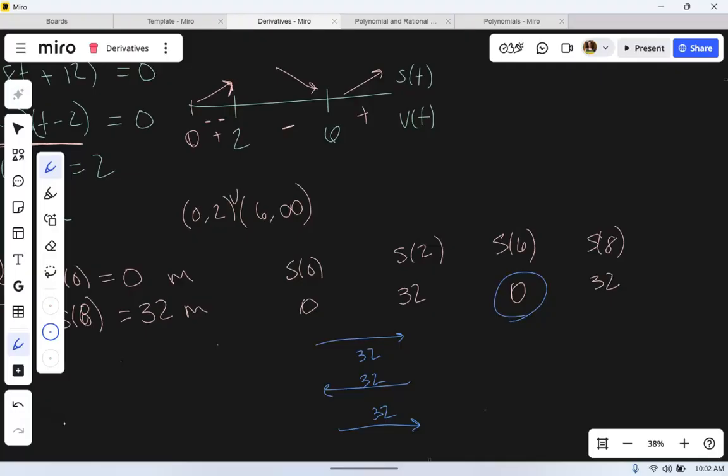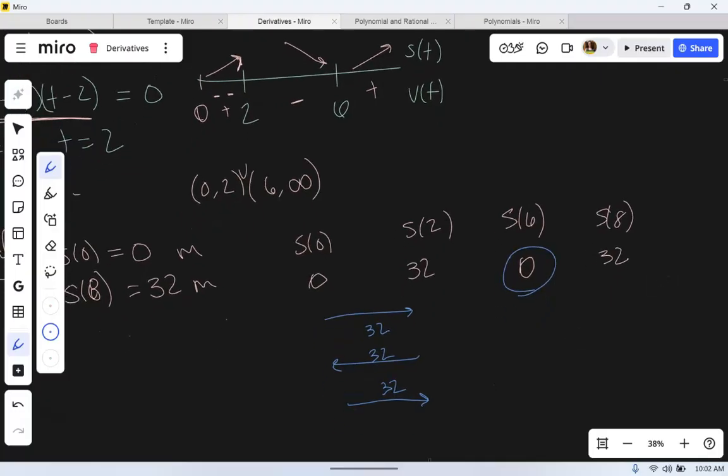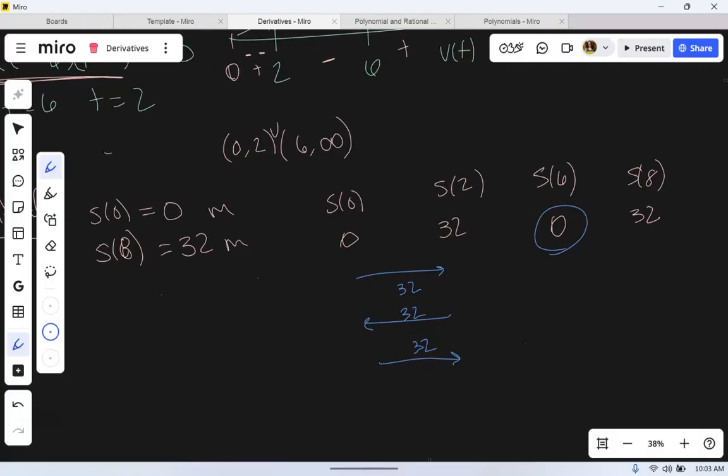He went 96 meters. So the total distance traveled is different from displacement, right? Total distance traveled, and that's mainly because he was just indecisive about where he was going. He went 32, 32, 32. So he went, what did we say, 96 meters. F.